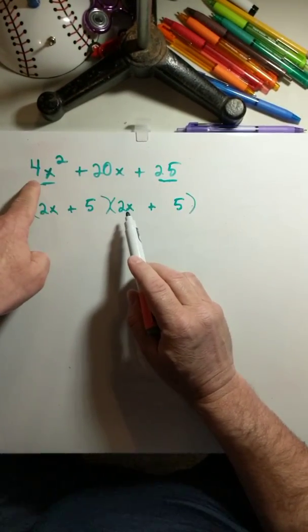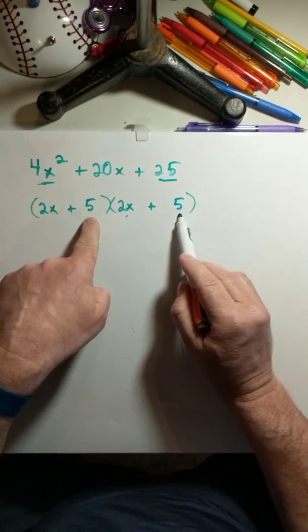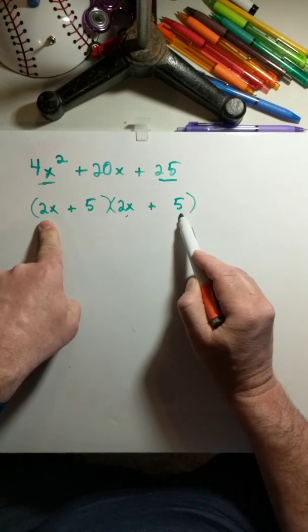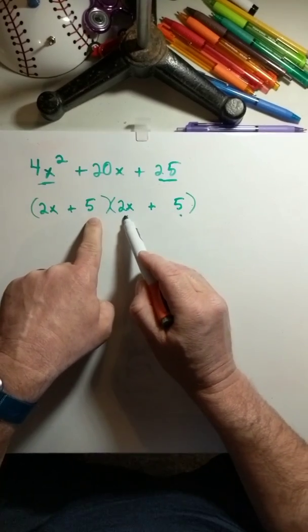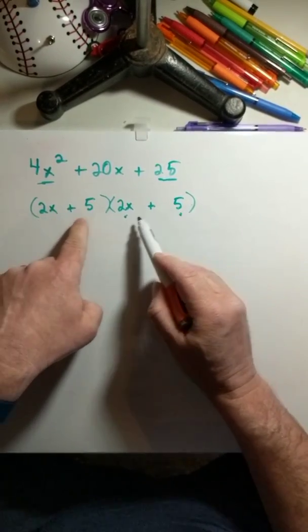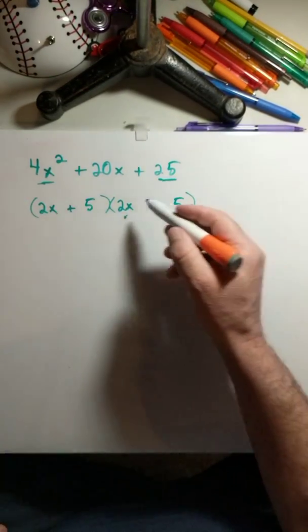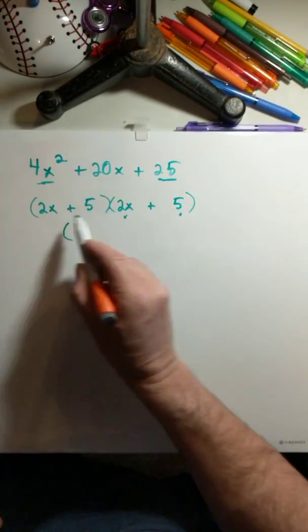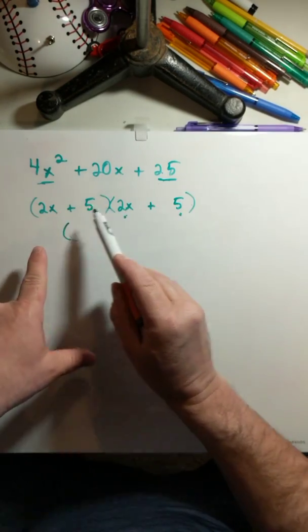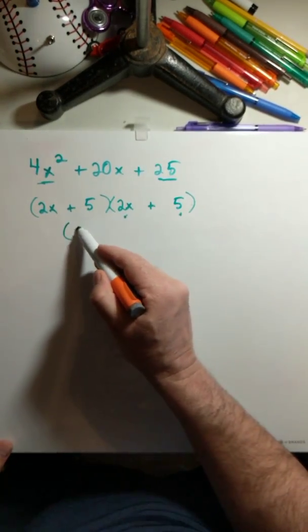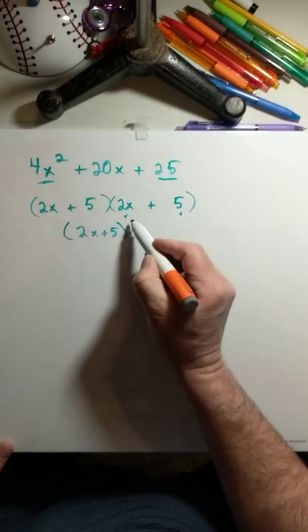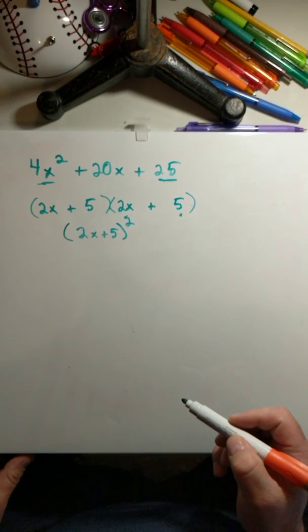2x times 2x gives us 4x squared. 5 times 5 gives us 25. 2x times 5 gives us 10x, and another 2x times 5 gives you another 10x. So you got 10x here and 10x here, which gives you 20x. And you see why it's called a perfect square trinomial, because your two factors that you end up with are exactly the same. So that means you could write it as 2x plus 5 all squared.